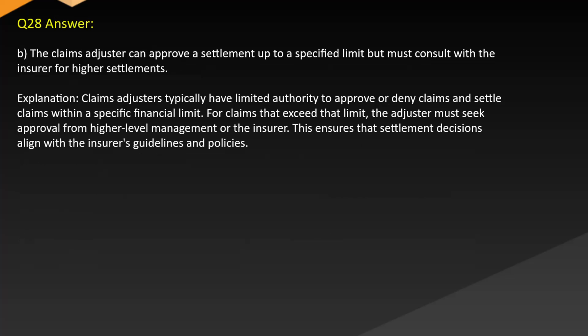Answer B. The claims adjuster can approve a settlement up to a specified limit, but must consult with the insurer for higher settlements. Explanation. Claims adjusters typically have limited authority to approve or deny claims and settle claims within a specific financial limit. For claims that exceed that limit, the adjuster must seek approval from higher level management or the insurer. This ensures that settlement decisions align with the insurer's guidelines and policies.